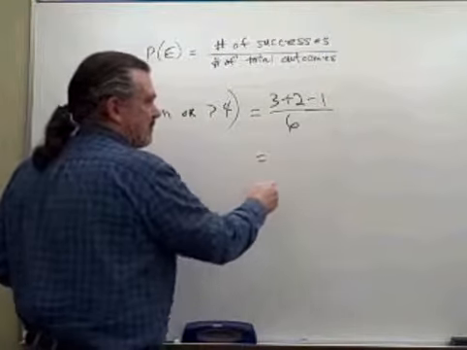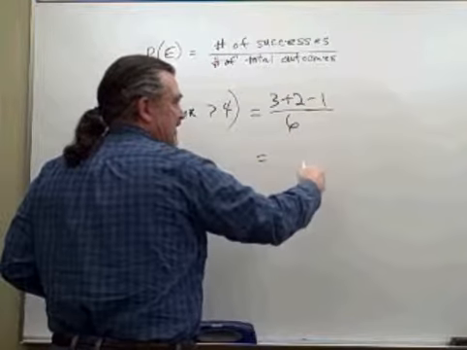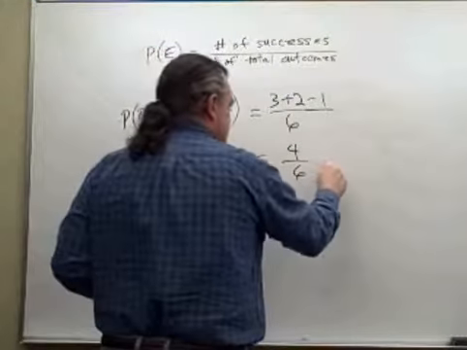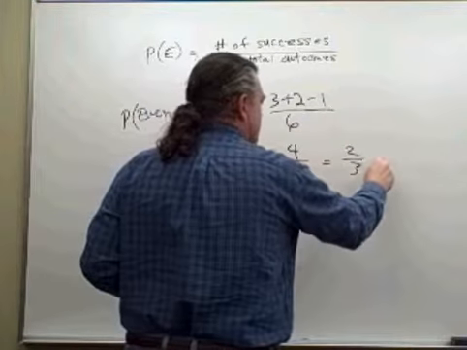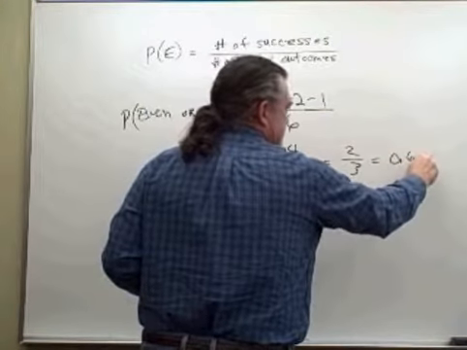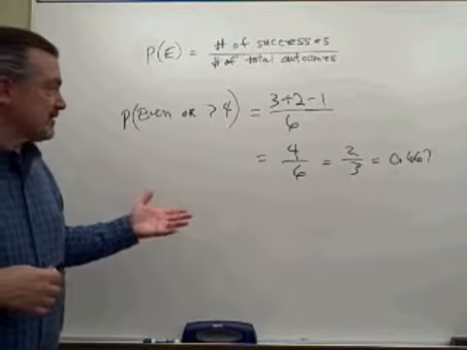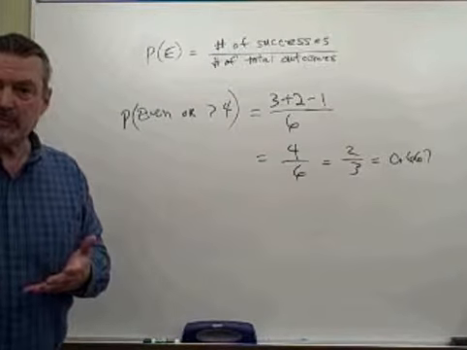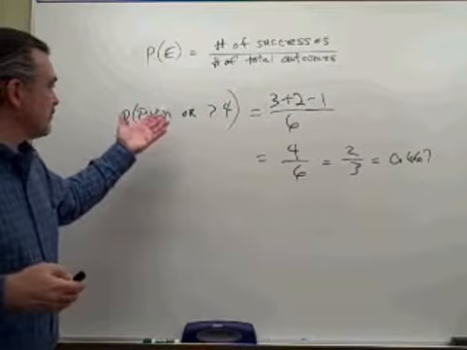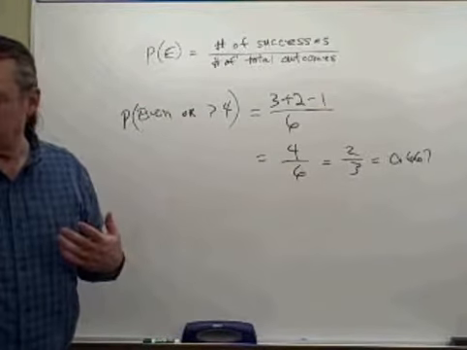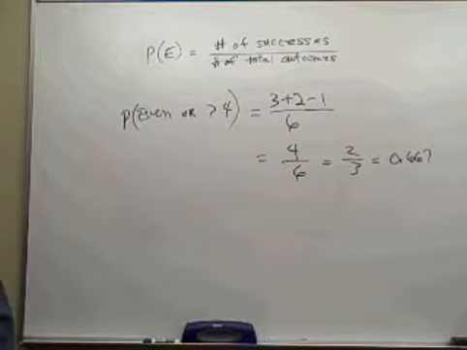So that gives us a probability of 3 plus 2 is 5, minus 1 is 4, a probability of 4/6, which is what? 2/3 or 0.667. So we would expect that 2/3 of the time we would be able to roll an even or a number greater than 4. Now let's look at the other situation.